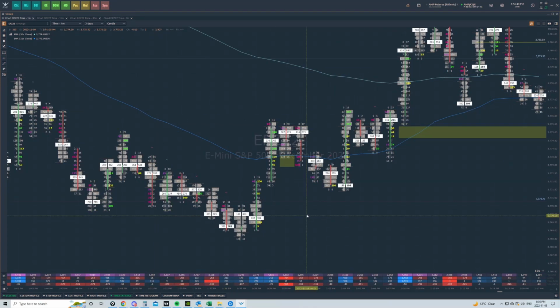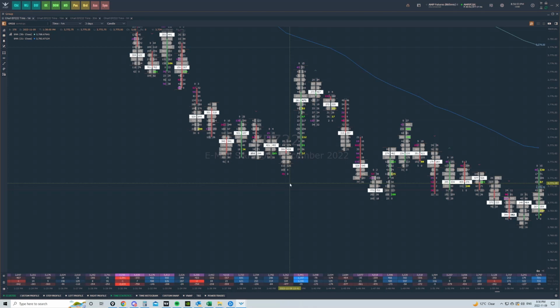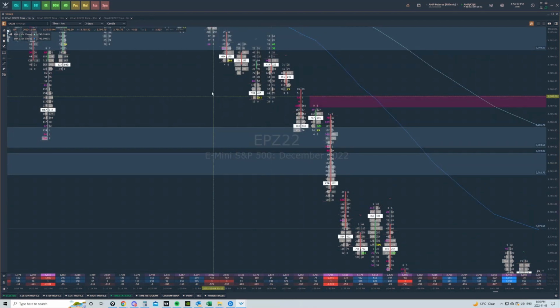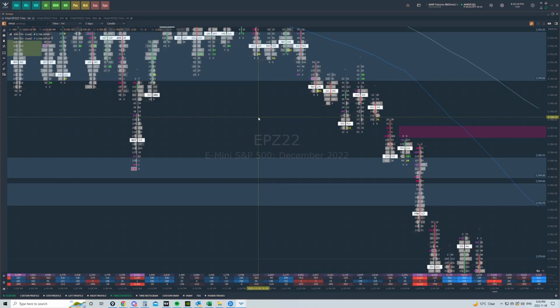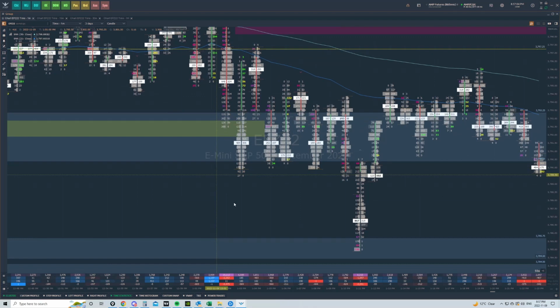Let's see if we can find another example here. This was a crazy day today too, by the way. Just absolutely insane. Okay, here's like a two candle rotation here.